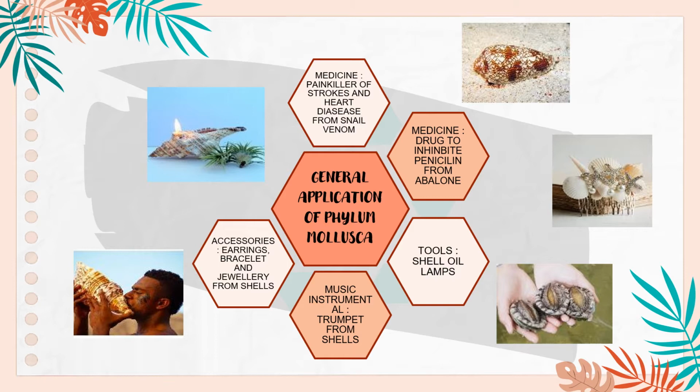The shell from the phylum Mollusca animal can be made into a musical instrument such as a trumpet. Last but not least, the shell from the phylum Mollusca can also be made into accessories like earrings, bracelets, and jewelry. Pearls are obtained from the Bivalvia and Gastropoda, as these pearls are lightweight materials.